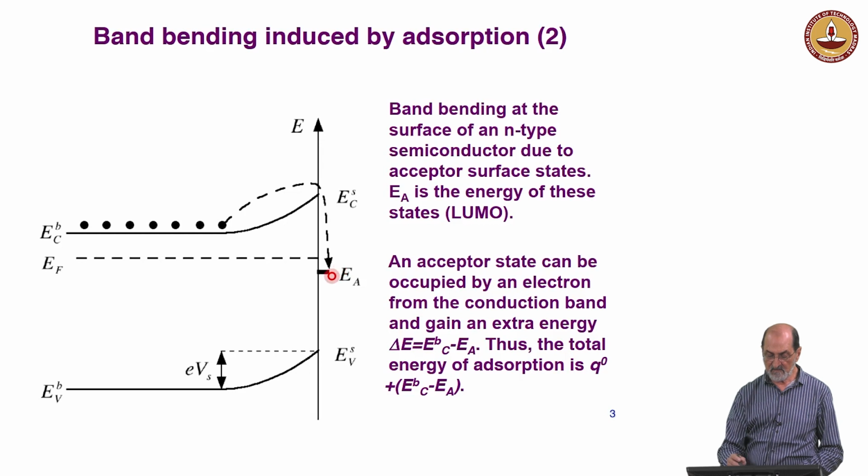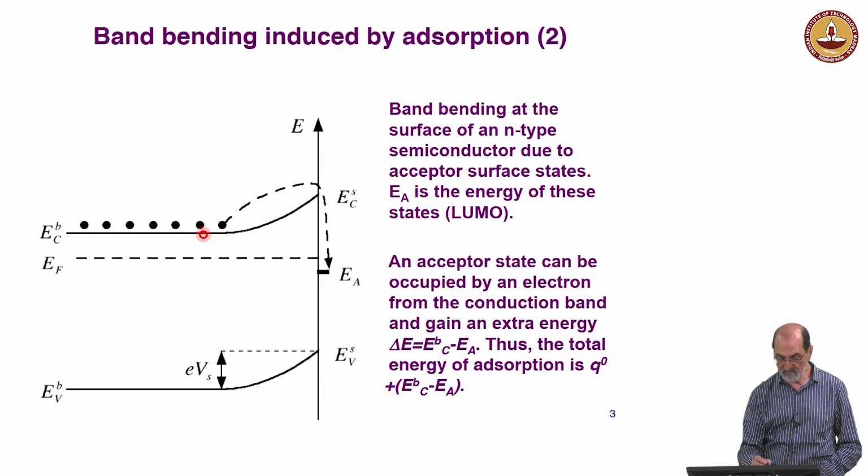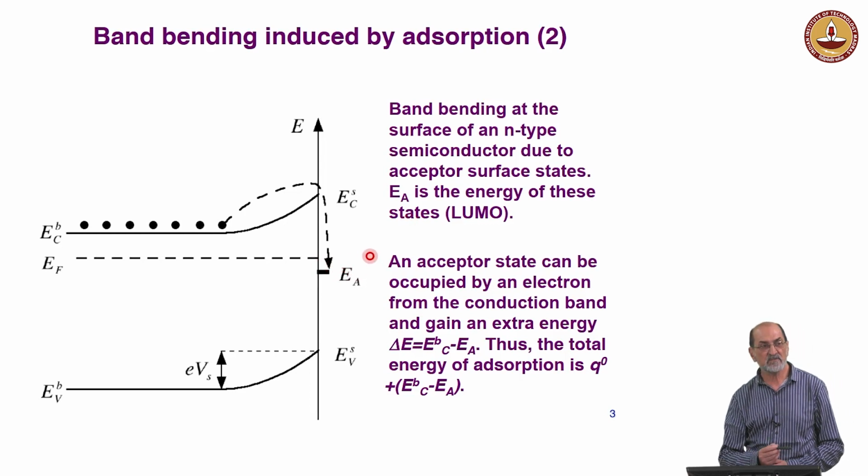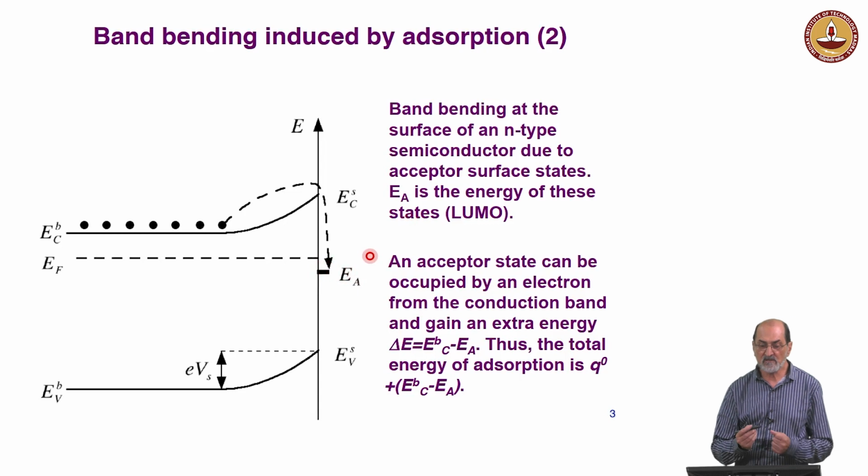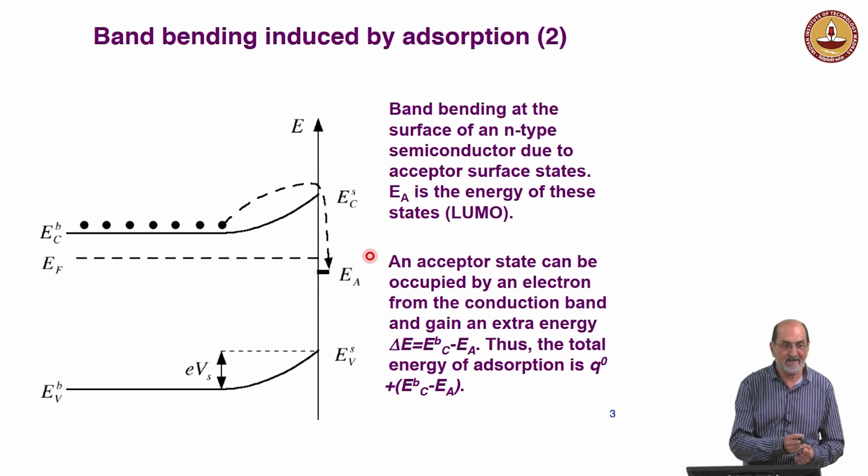Well, it says here, an acceptor state can be occupied by an electron from the conduction band and gain an extra energy. The extra energy that it gains is the distance between here, where they go, mostly at the bottom of the conduction band, going to here at the acceptor level. So when the oxygen absorbs here, not only do you have to take into account the absorption energy because the oxygen absorbed there as an atom, but it gets another extra energy.